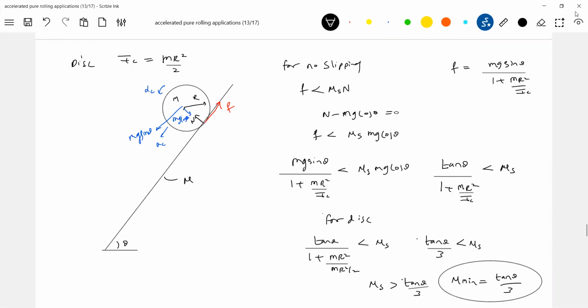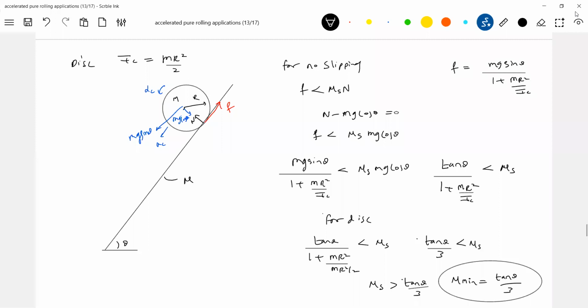This is for what? If you release a disk. No, sir, I'll release a ring. Then whether slipping occurs or not will be determined by the value of mu minimum and tan theta. So in a numerical, what should you do? They'll give you the mu s value. They'll give you theta. Check now: is mu greater than tan theta by 3 or not? At minimum, it should be equal to tan theta by 3. What is theta? Angle of inclination.